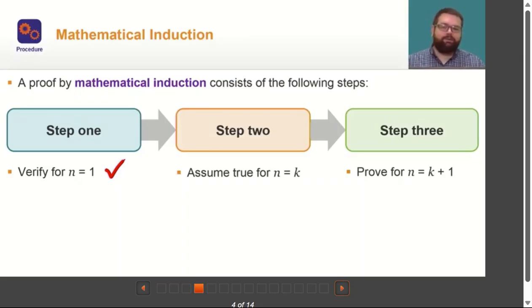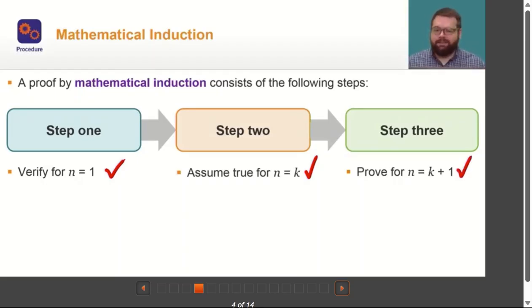This is done by first supposing that the theorem works for some unspecified integer represented here by k. Thus, the second step is to assume that the theorem will be true when n is equal to k. And finally, the theorem must be proved when k, whatever it may be, is incremented by 1. Thus, the third step is to prove the theorem to be true when n is equal to k plus 1.